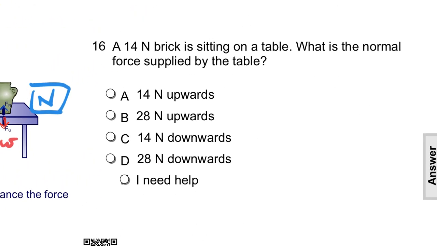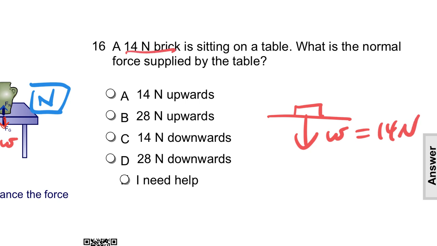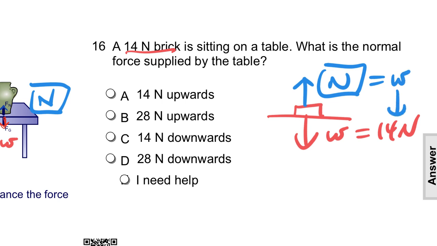Okay, a 14 Newton brick is sitting on a table. So the weight equals 14 newtons. When they say something is a Newton object, that's just its weight. What is the normal force supplied by the table? Well, if it's not moving, it's at rest. The normal force has to equal the weight, which is 14 newtons. And it's upward, perpendicularly upward.